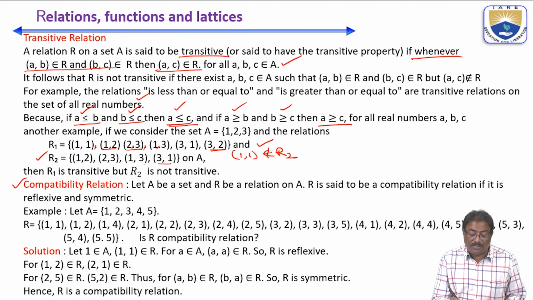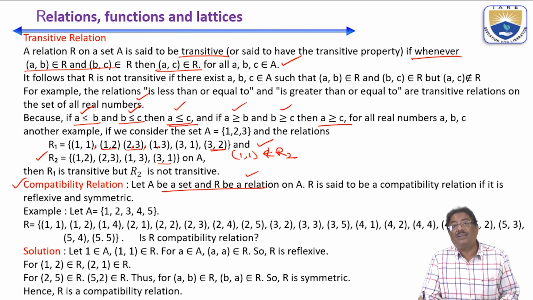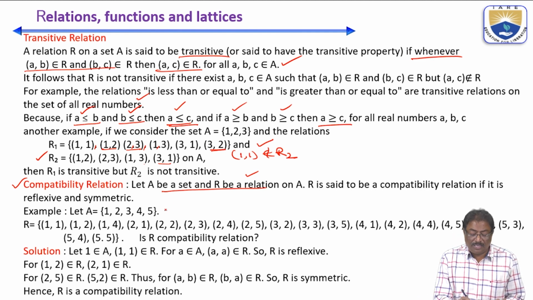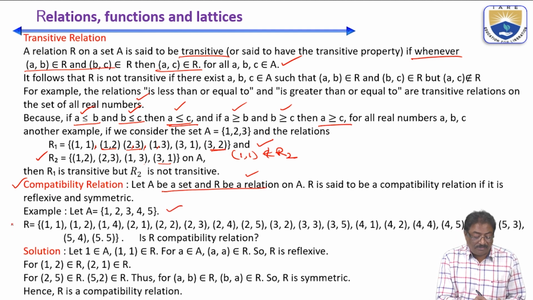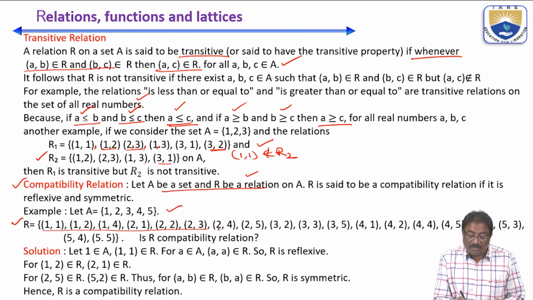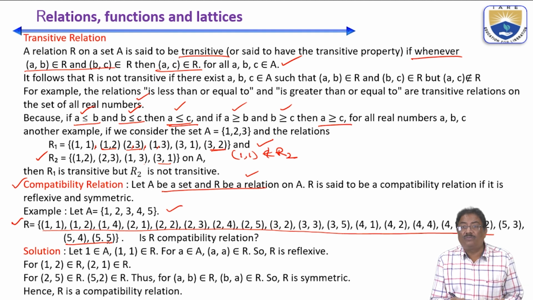And another one is the compatibility relation. A relation is said to be compatible if the relation is reflexive as well as symmetric, then we can say that it is a compatibility relation. So here A is equal to this set and R is a relation defined on the set A.